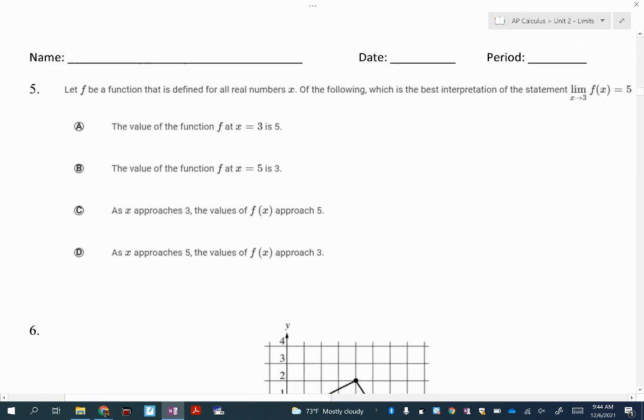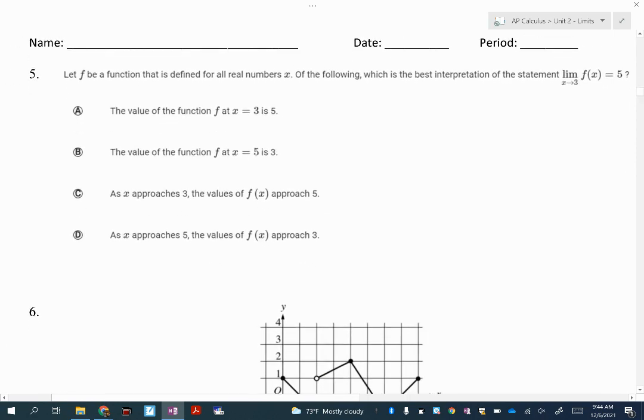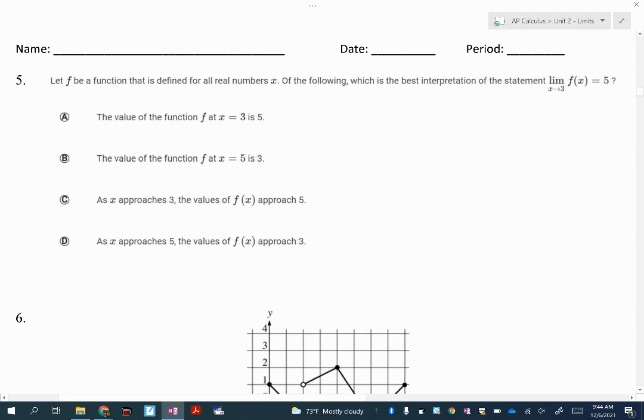Okay, number 5. All right, which of the following is the best interpretation? The limit as x approaches 3 of f of x equals 5. So answer choice A says the value of the function f at x equals 3 is 5. That could be true, but as we talked about a few problems ago, that doesn't have to be true because you can still have a limit exist even if your y value is a different value, right? That's called removable discontinuity.